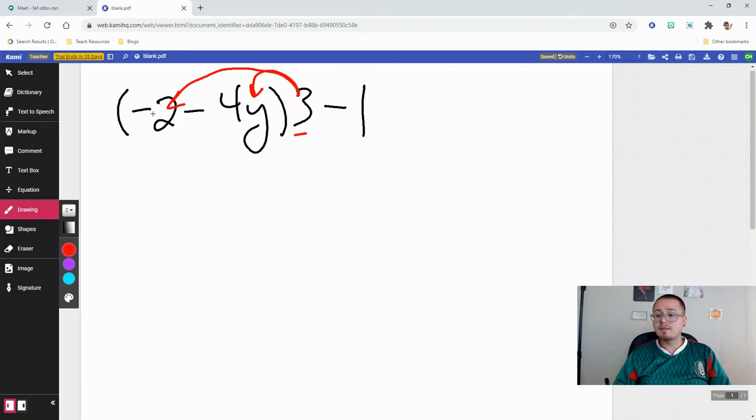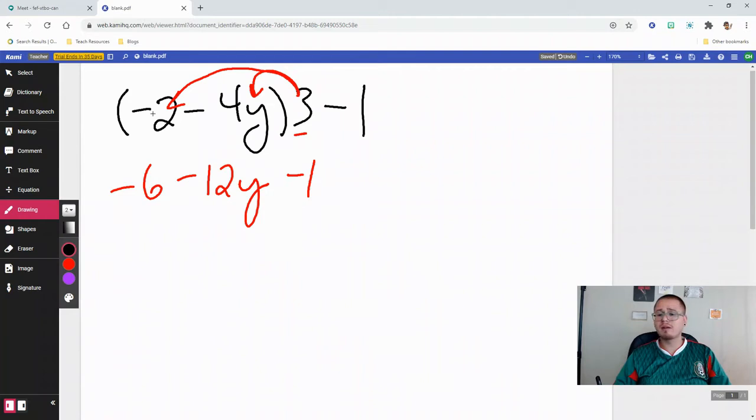3 times -2, positive times negative. 3 times -4y, positive times the negative. You do 3 times that 4, 3 times that -4, you get -12y. -1 just comes down for the ride, that negative person that's hanging out in the background.